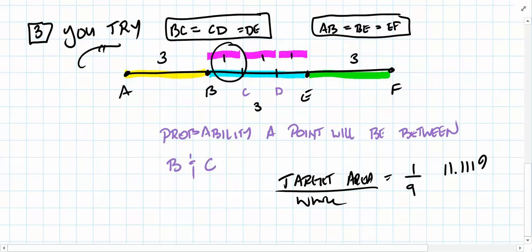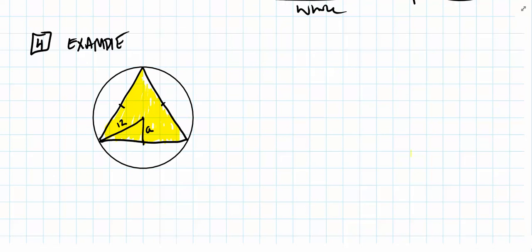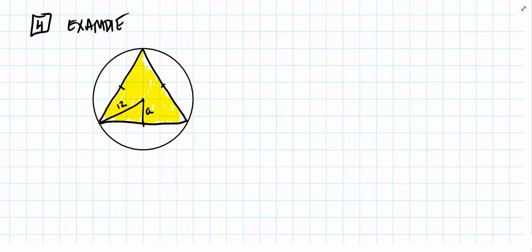Nicely done. So for this one, what we're trying to figure out is the probability that if you choose a point inside the circle, it will also be in the triangle, or in the shaded region. So what's our plan going to be? We need the area of 2 things. What are they? Good. We need the area of the triangle, and we also need the area of the circle.